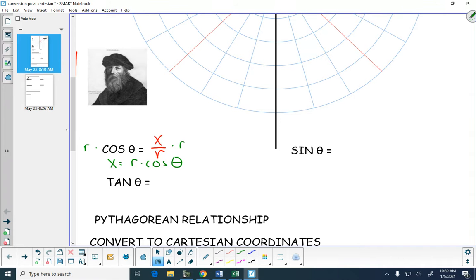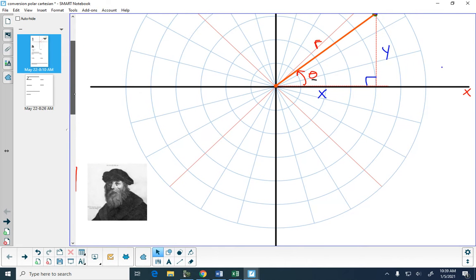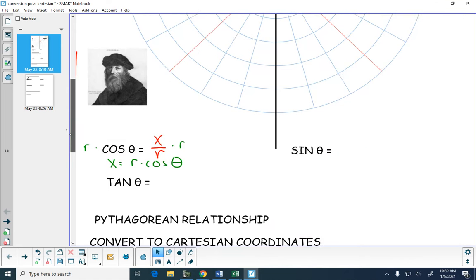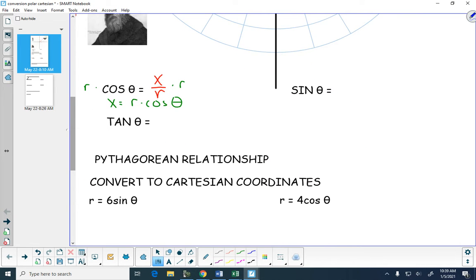If we take a look at the sine of theta, Lexi, looking at our triangle, what is the sine of theta equal to in our triangle? Y over r. So we have y over r. Once again, multiplying both sides by r, we have y is equal to r times the sine of theta. Once again, a relationship that allows us to take x's and y's and move it into r's and thetas.